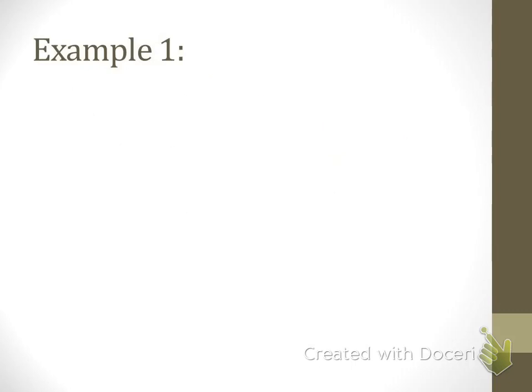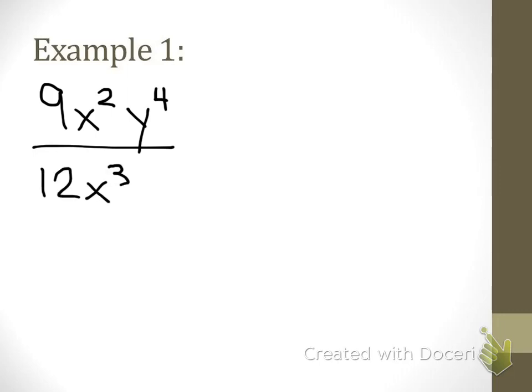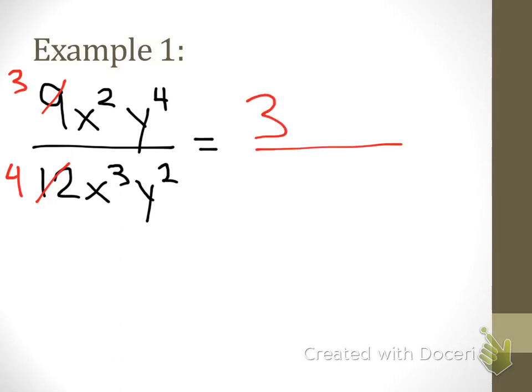But what if you had one like this? What if you had, let's say, 9x squared y to the 4th power divided by 12x to the 3rd power y squared. Now, again, you're still reducing the numerical portion. 9 over 12 reduces to 3/4. So you have 3/4.